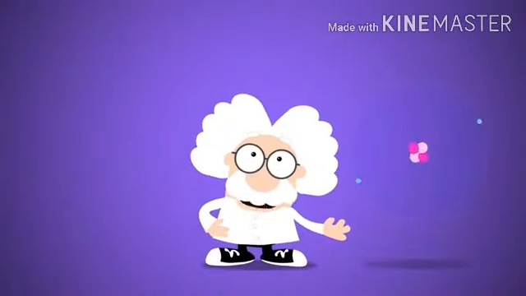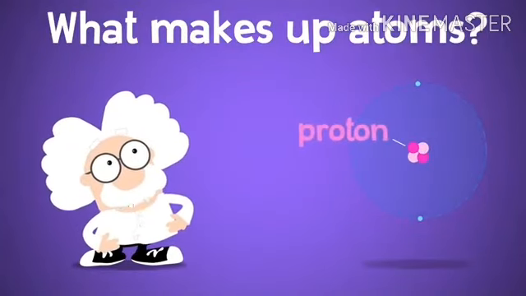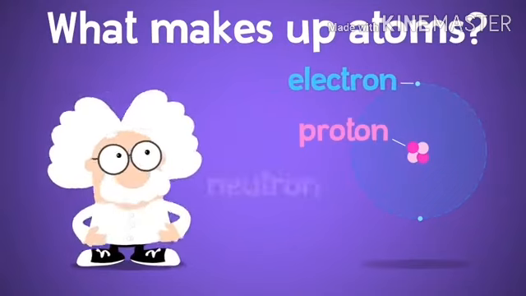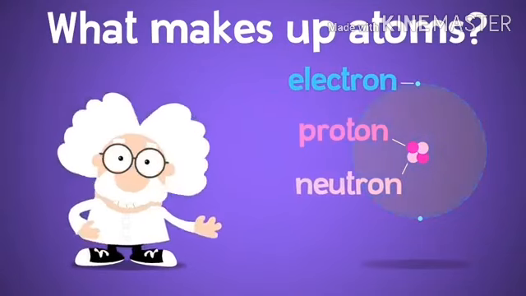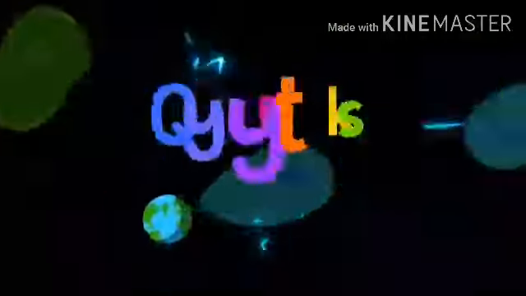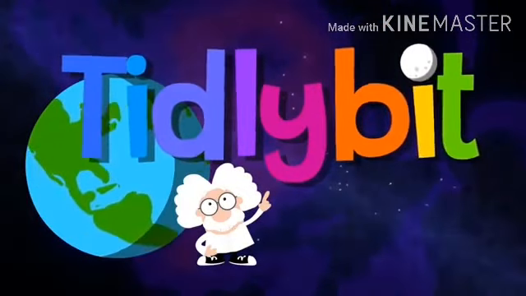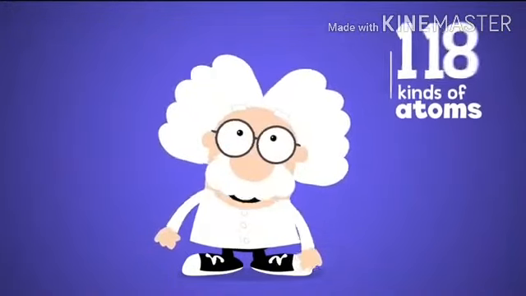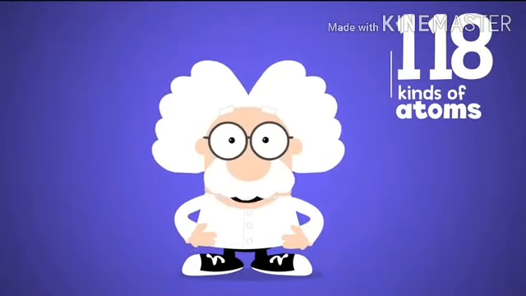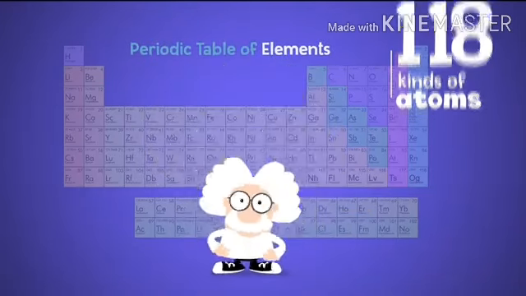Atoms make up everything. But what makes up atoms? Protons, electrons, and neutrons. There are 118 different kinds of atoms, which are each the smallest part of an element.